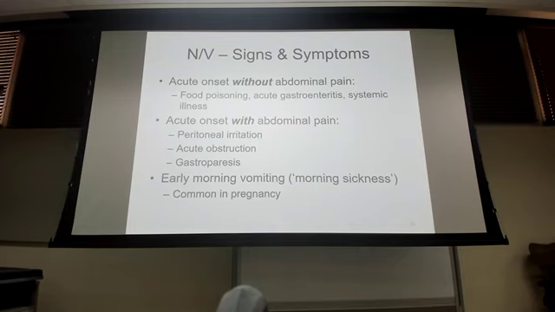Nausea, vomiting, signs, symptoms, acute onset without abdominal pain: food poisoning, acute gastroenteritis, systemic illness. With abdominal pain, now we're starting to worry about something physically going on in our GI tract. Peritoneum irritated, do we have an acute obstruction? Do we have gastroparesis, i.e. delayed gastric emptying or stomach emptying? Early morning sickness, common in pregnancy.